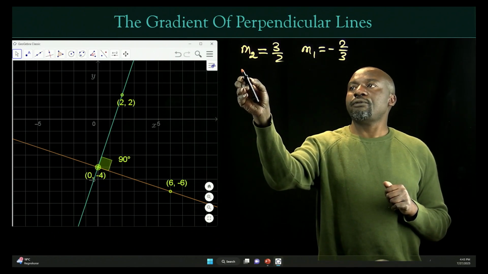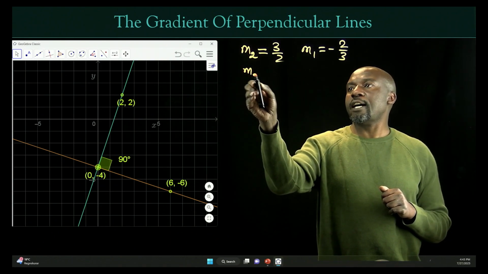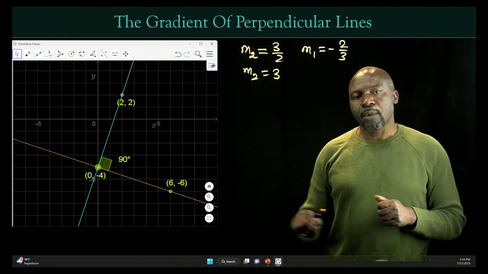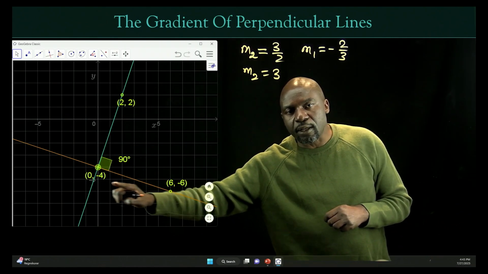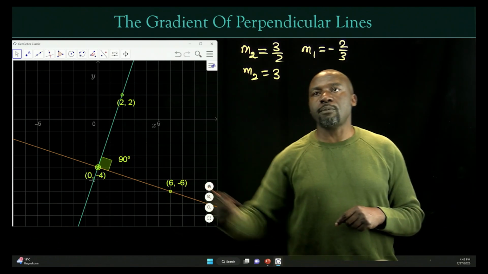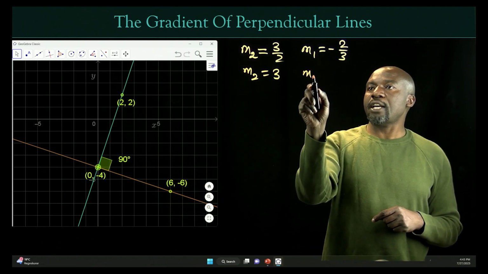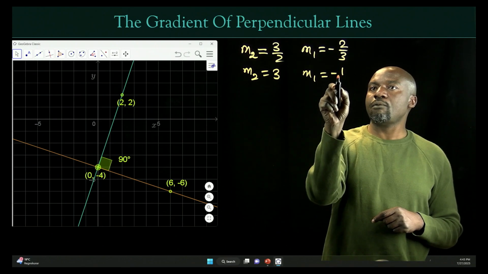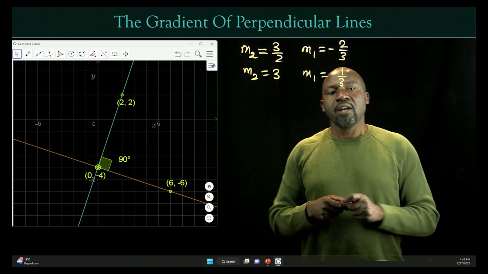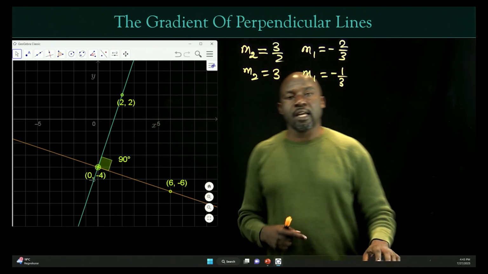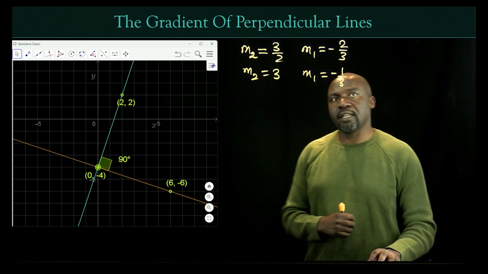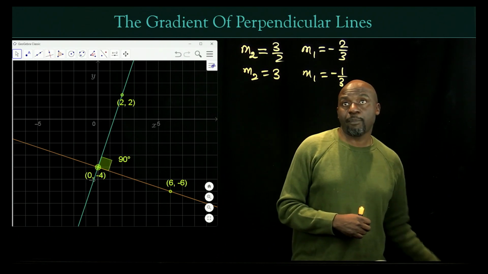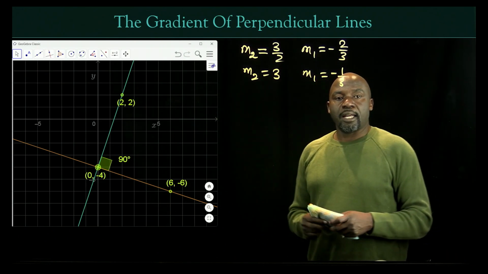Now the gradient of one of the lines, line 2, is 3, and the gradient of the other line is clearly -1/3. You can perform the calculation. The gradient of the other line is going to be -1 over 3. So I can move this again and again and check the gradient of one of the lines, and the gradient of the line that is perpendicular to it, and see what happens.